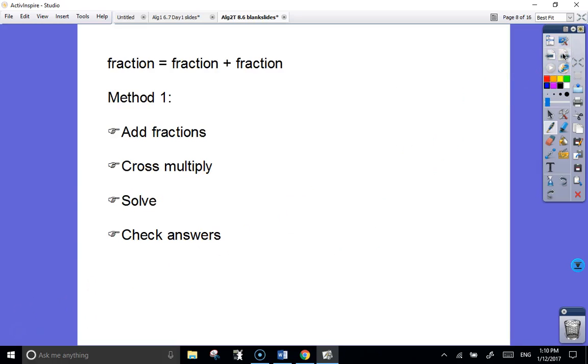Okay, here's the second kind. How do you solve when it's not just one fraction equals another? So you can't necessarily cross multiply. Well, if you're really in love with cross multiplication, you can definitely add the fractions on one side so that it is a proportion, and then cross multiply and solve. That's method 1. That'll be the first thing we try out.